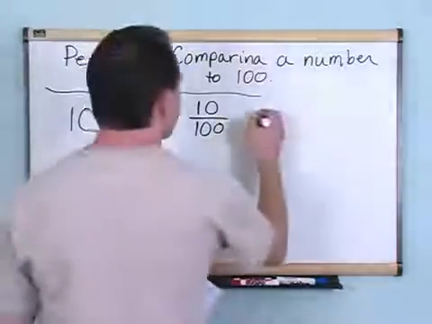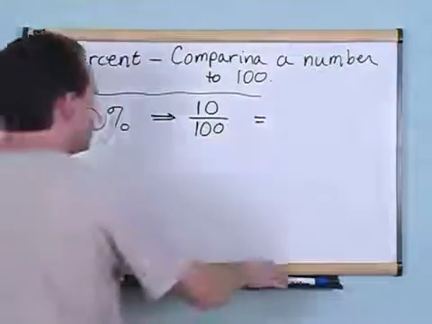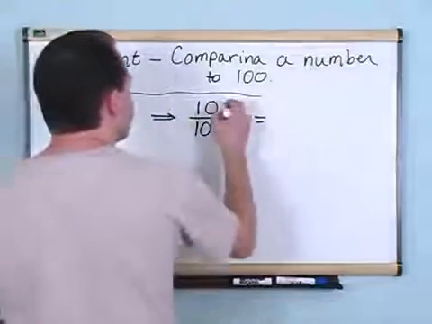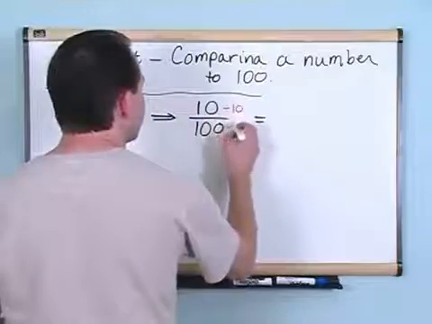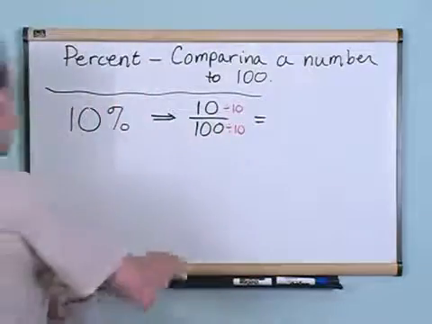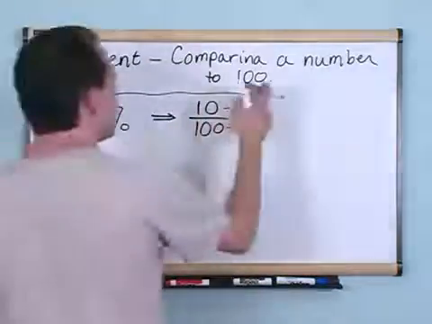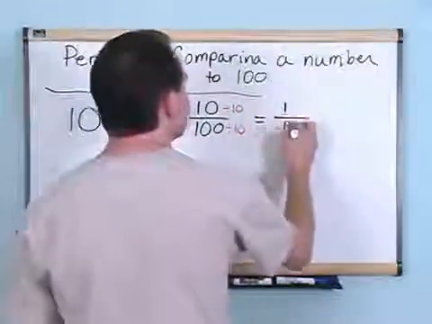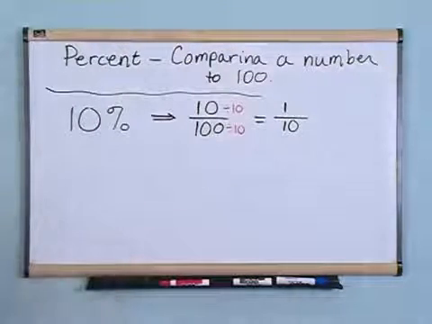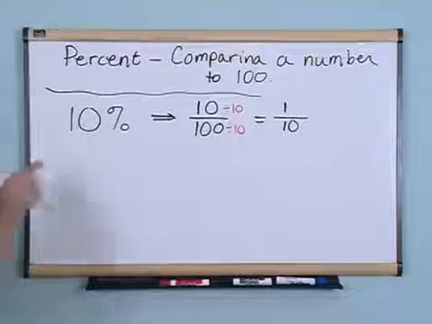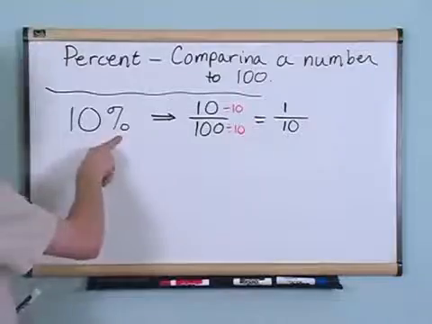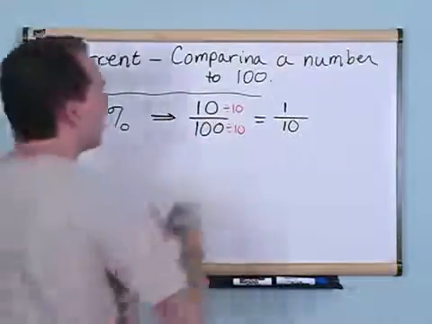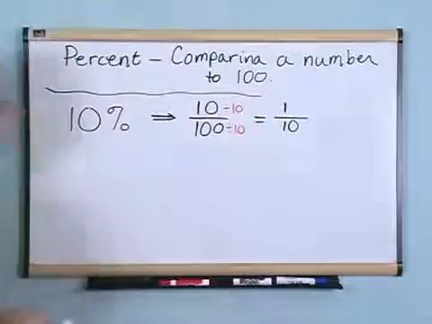Now, just like with any fraction, you can simplify this fraction. You can divide the top by 10, and you can divide the bottom also by 10, and that will simplify it. 10 divided by 10 gives you 1, and 100 divided by 10 gives you 10. So 10% is basically the same thing as 10 over 100, but I can simplify that to 1 over 10.